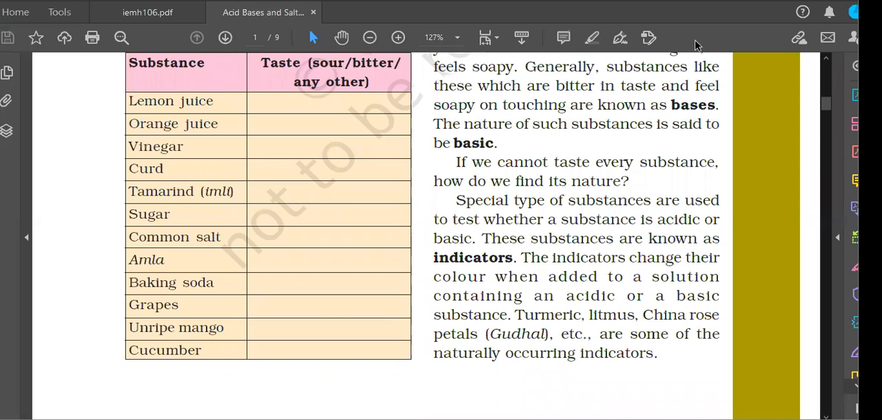So we studied that acids are sour in taste and bases are bitter in taste. And we have tasted some acid and base, right? But my question is, is it possible to taste each and every acid? Tell me. No, right? Not at all, because some acids are very harmful.